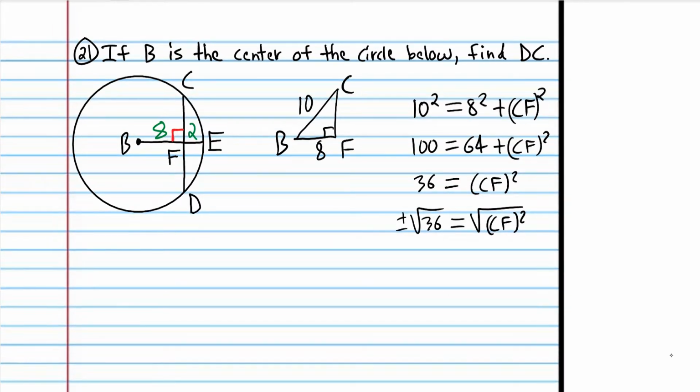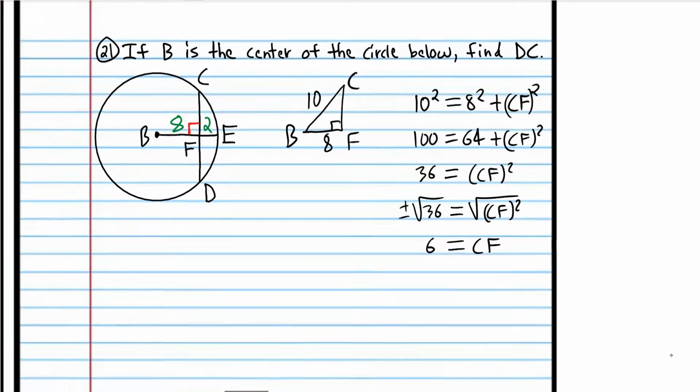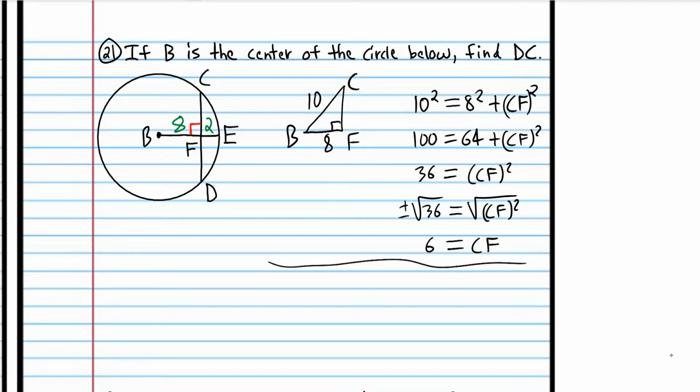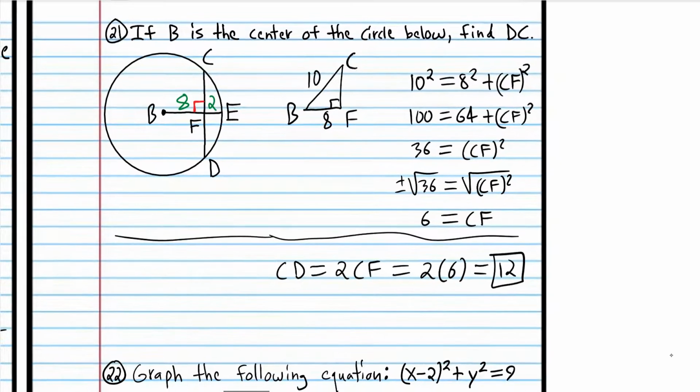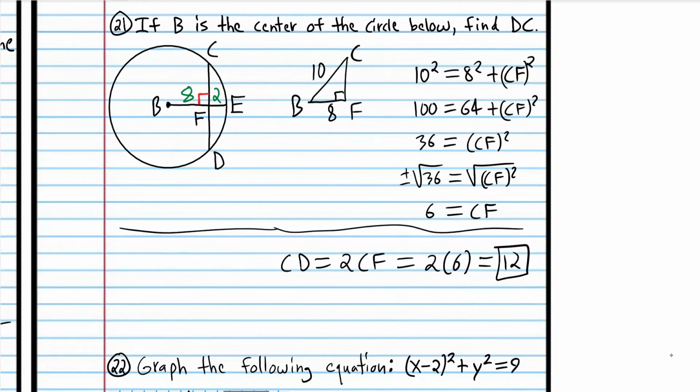And of course, you always write plus or minus, but a length cannot be a negative number, so we can just write positive 6. So CF is equal to 6. Now that we know CF is equal to 6, we can say that CD is equal to 2 times CF, and so our answer is 12. So there you go. If you got that one right, excellent.